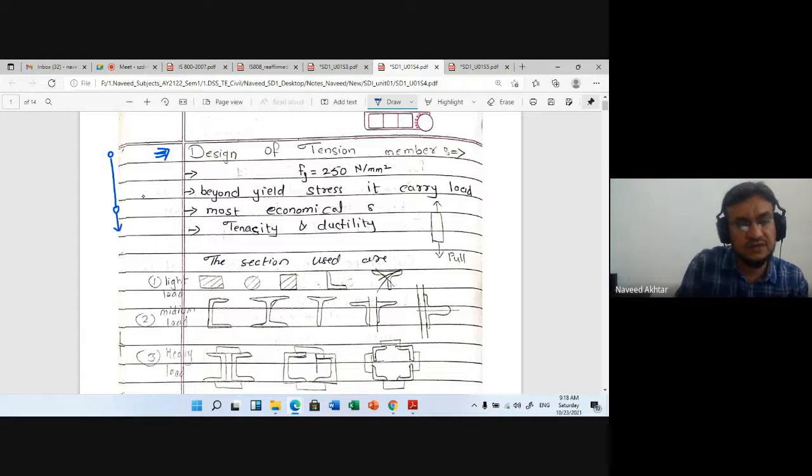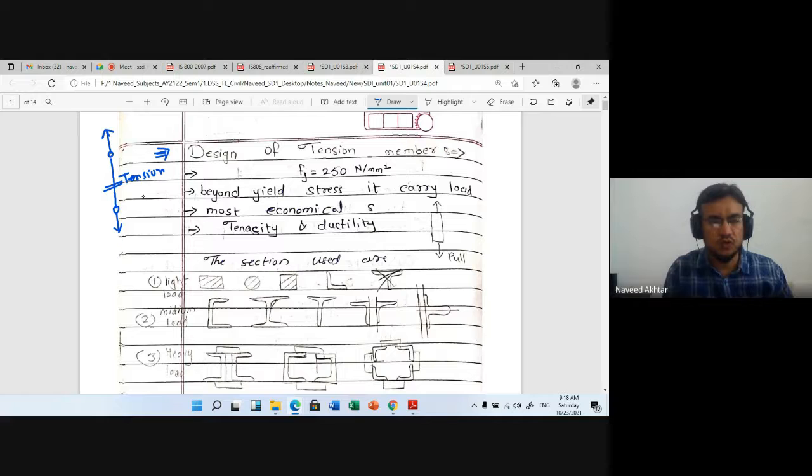The member is having the axial pull. That member is called tension. So there is tension in the member due to the pull. So if the axial pull is there on the member, then that is called a tension member.